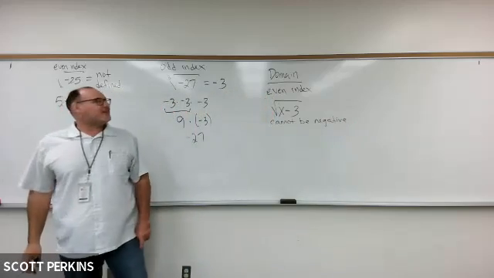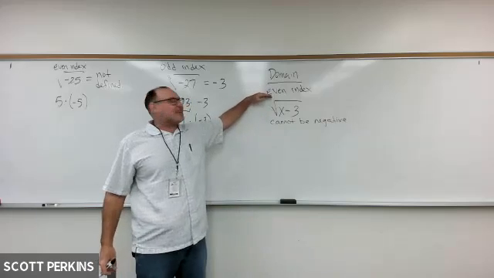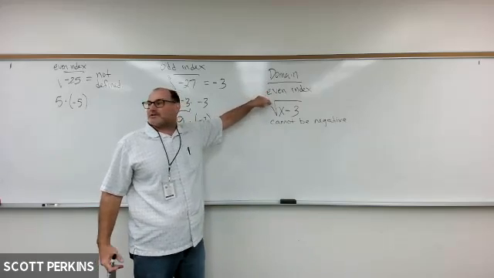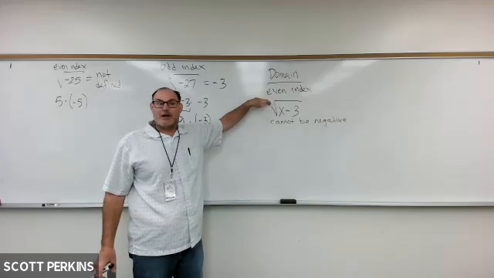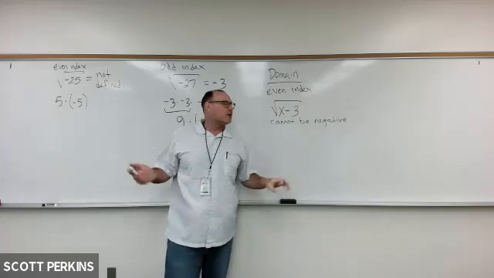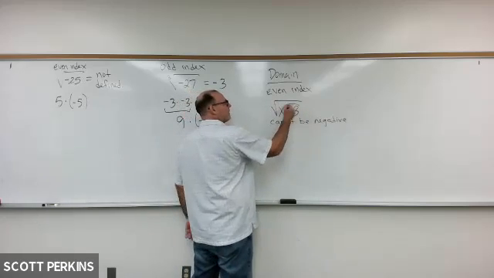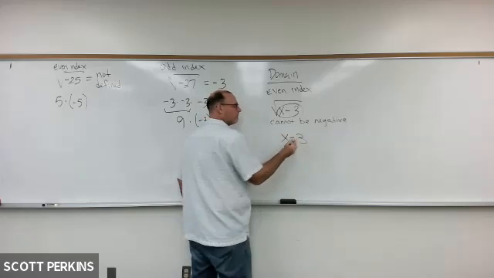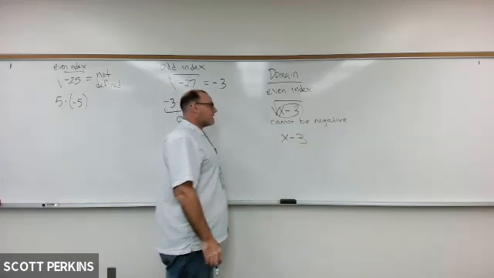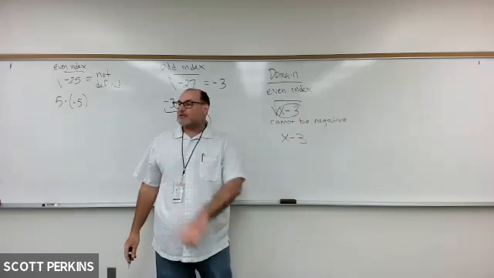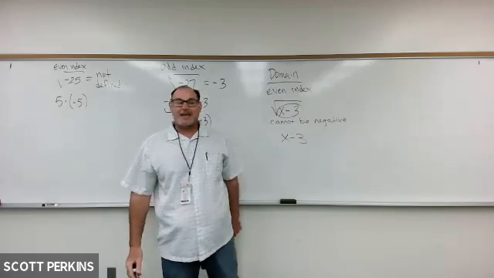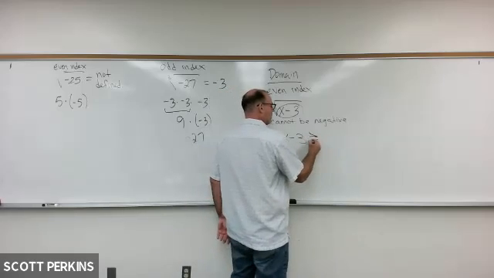So when you are asked to find the domain and the index is even, meaning the index is a 2 or a 4 or a 6 or whatever, an even number, then this is what you do. You scoop out the radicand, the x minus 3. And you say, okay, that can't be negative. So the mathematical way to say something can't be negative is to say it has to be bigger than or equal to 0.